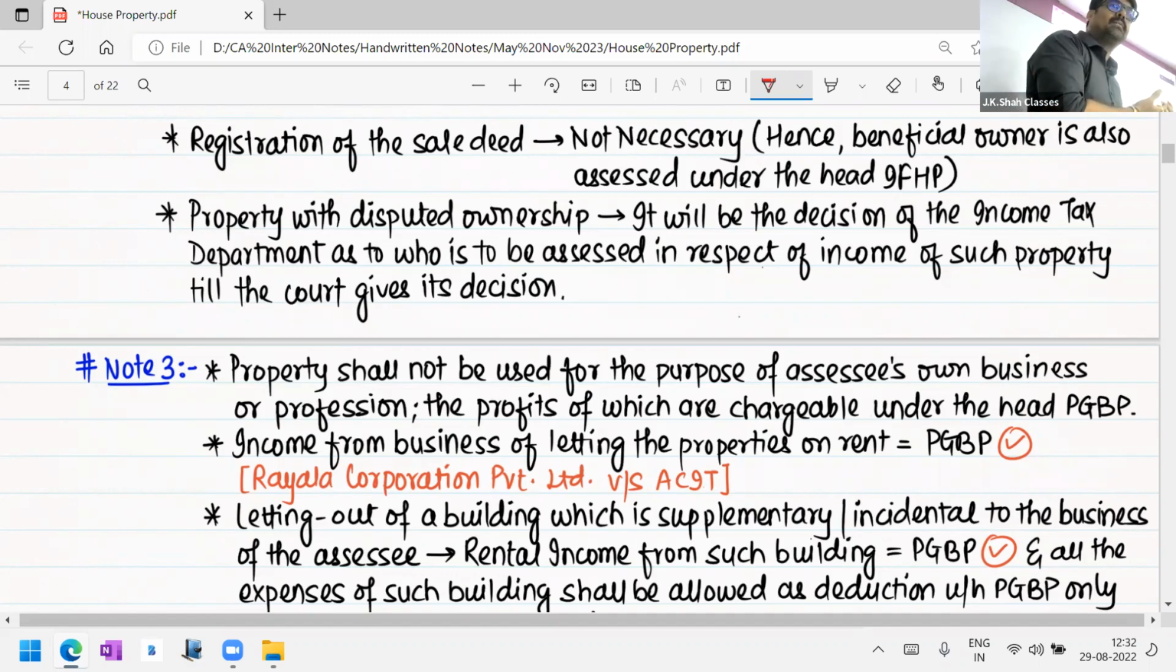Right now, now tell me one thing. If there is a dispute in ownership, I am the owner of the property right now. Kaushik is my younger brother.